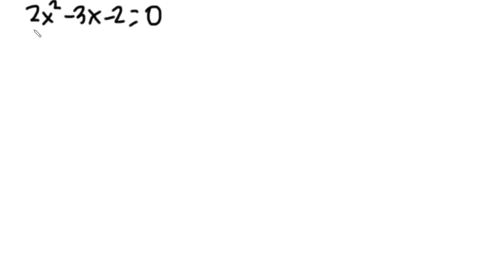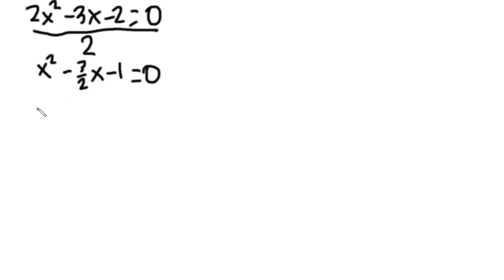The first thing I want to do is divide everything by my leading coefficient. If your leading coefficient is 1, you don't have to do this, but otherwise you should, because you can't complete the square until this is a 1. So this becomes x squared minus 3 halves x minus 1.